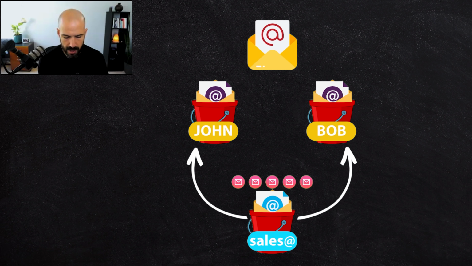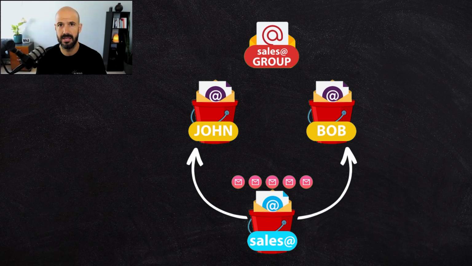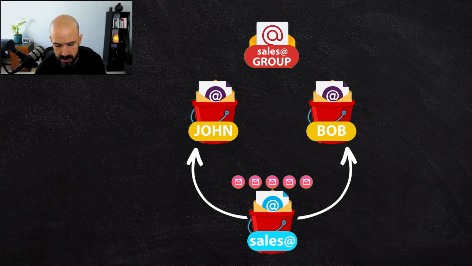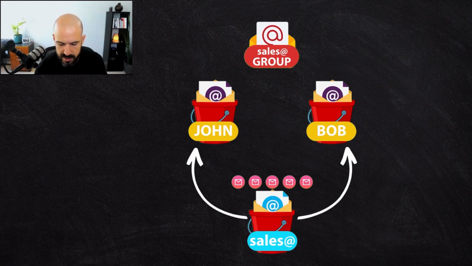All right, well, let's grab this and let's try changing the situation, and let's turn that sales mailbox into a group. Now, when we have a group, things operate a little bit differently to when we just have a user mailbox. So I'm going to create the sales group, and this is going to be the sales group.